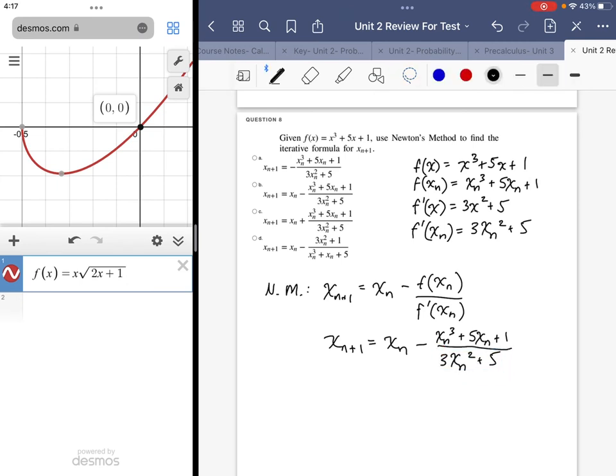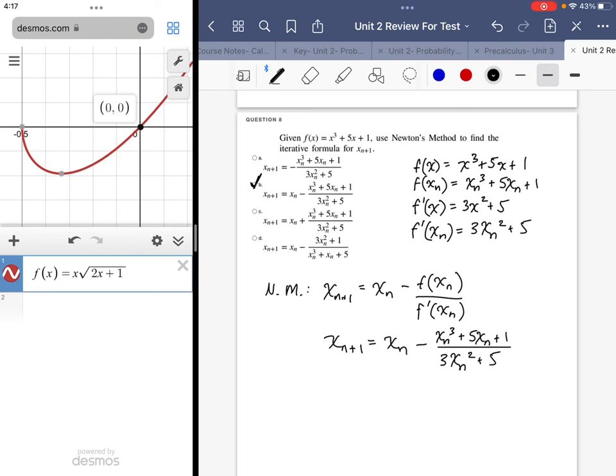So we're just looking for the choice that resembles that. It almost looked like the first one, but it's missing the x sub n. And it looks like it's the second one. Yeah, choice B.